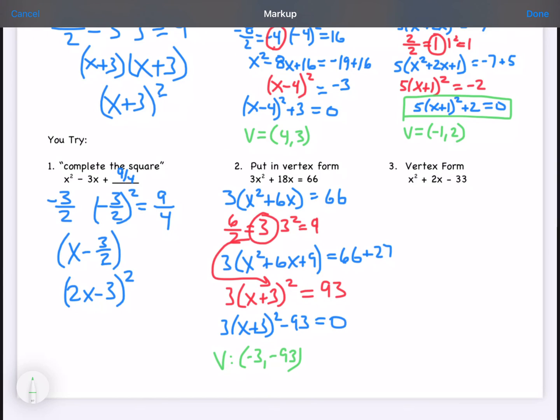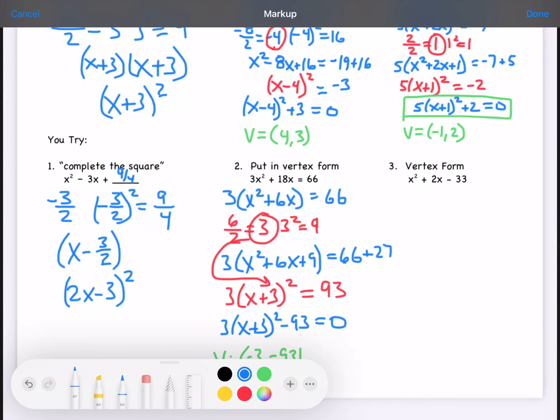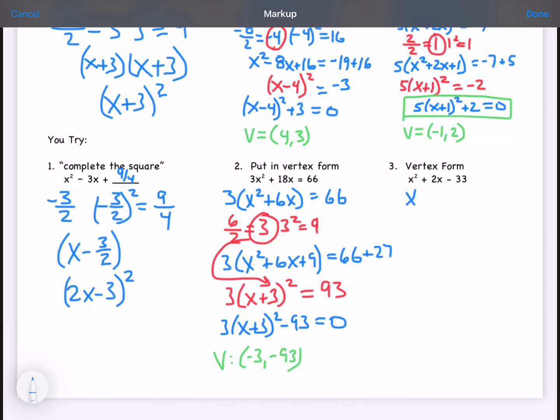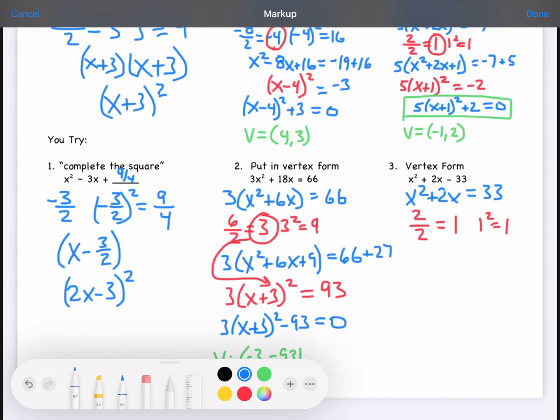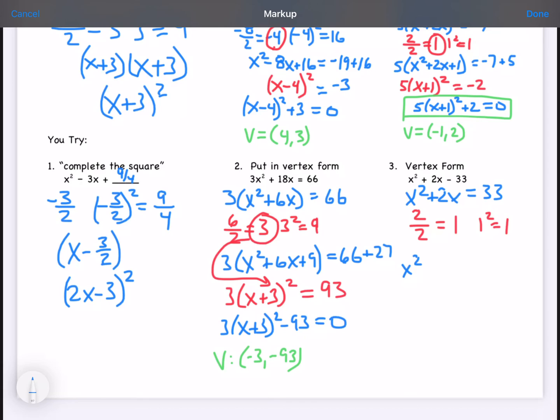Let's see if I have enough space for the last one. So the first thing we do, we move the -33 over. So that means it equals +33. The a value is 1, so we don't have to do that step, so we can go straight to taking the b value, 2, and cutting it in half. 2/2 is 1. 1 squared is also 1. So this becomes x squared plus 2x plus 1 equals 33. And we're only adding 1 because the a value is 1.